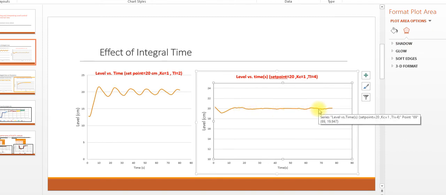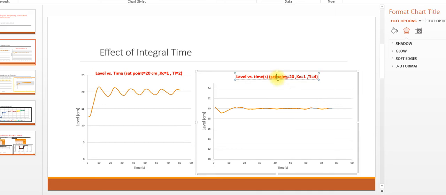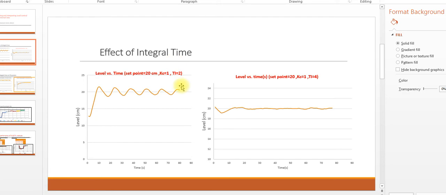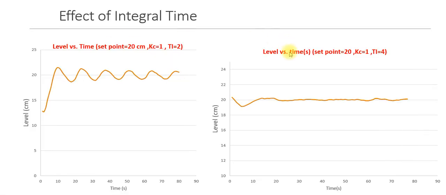So this was a common mistake done by students. They don't see the scale. They jump to the conclusion by just observing the graph. Now see here. You can see that this is much better. Oscillation is decreasing. Here it was like 20, plus minus 2 here, 22, 2 here. And here it is almost 0.1. So increasing the integral time decreases the oscillation.